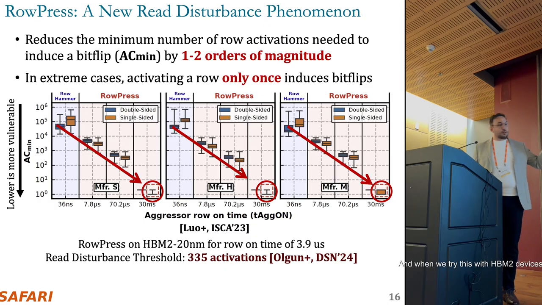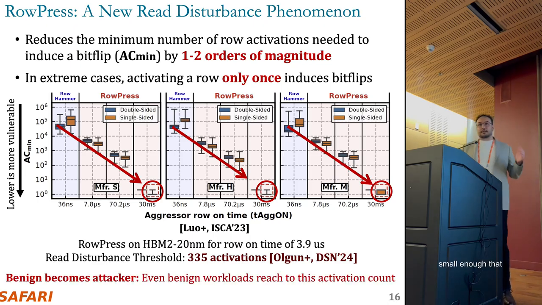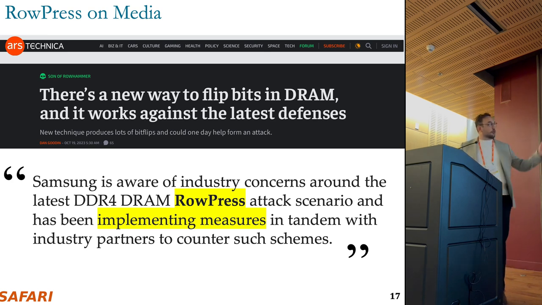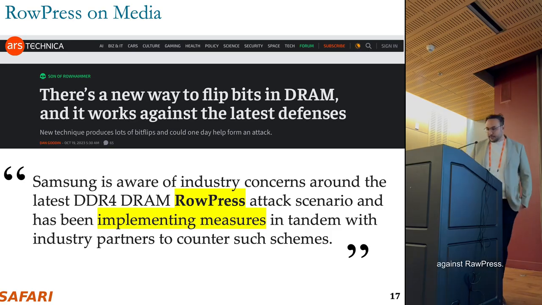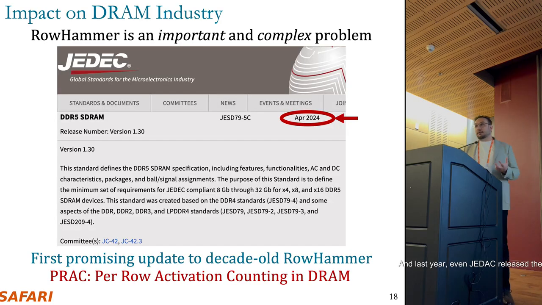And when we try this with HBM2 devices later on, we also observe very small activation counts to get a bit flip. And this activation count is small enough that benign workloads also achieve this kind of activation count. It also had a place in media, and we also now have some official announcements that manufacturers are implementing measures against RowPress. And our studies repeatedly showed that Rowhammer is an important and complex problem. And last year, JEDEC even released the first promising update, a decade after the discovery of Rowhammer.